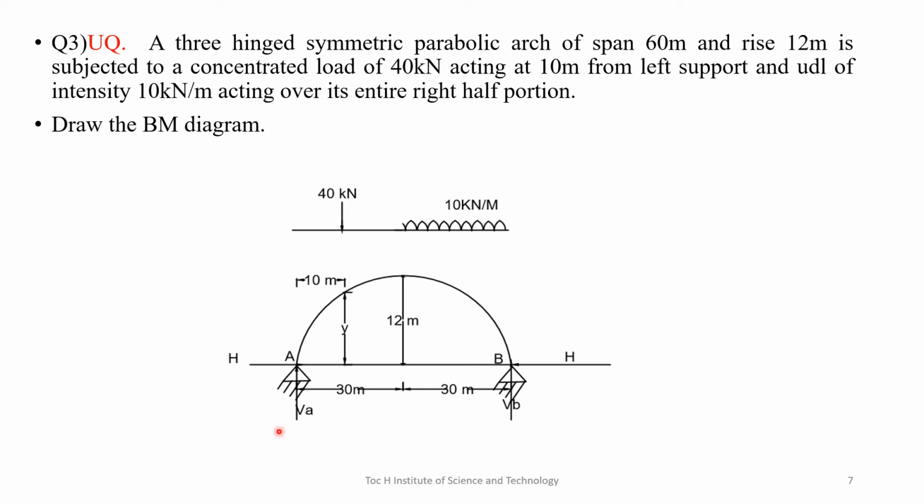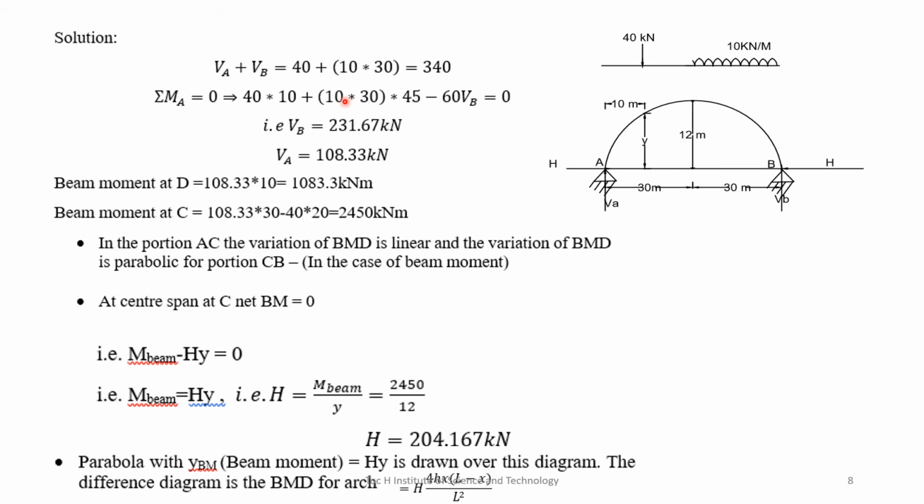First of all you have to find the values of VA and VB using the conditions of equilibrium, that is sigma Fy equal to 0 and sigma MB equal to 0. Then you can find the horizontal thrust H by considering the condition that the moment at this central apex is 0. So VA plus VB is equal to 40 plus 10 into 30, that is 340. Now consider sigma MA equal to 0 or sigma MB equal to 0.